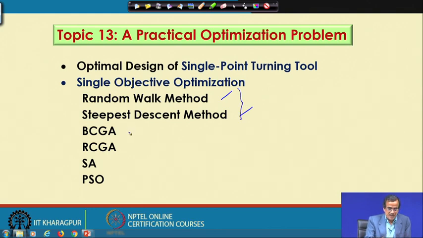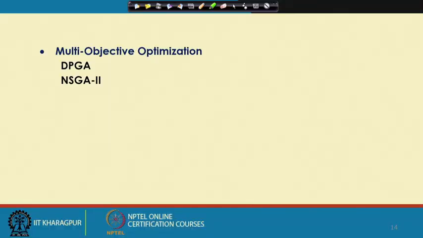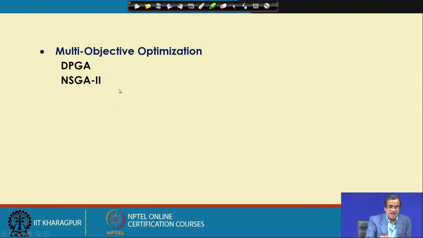Then we use non-traditional methods like binary coded GA, real coded GA, simulated annealing and PSO, and we solved a numerical example in detail, and we have seen that these particular algorithms can be used to solve the problem very efficiently. Next, we formulated this particular problem as a multi-objective optimization problem, and we solved it using the principles of DPGA and NSGA, and using NSGA-II, we could find out the Pareto optimal front of solutions.